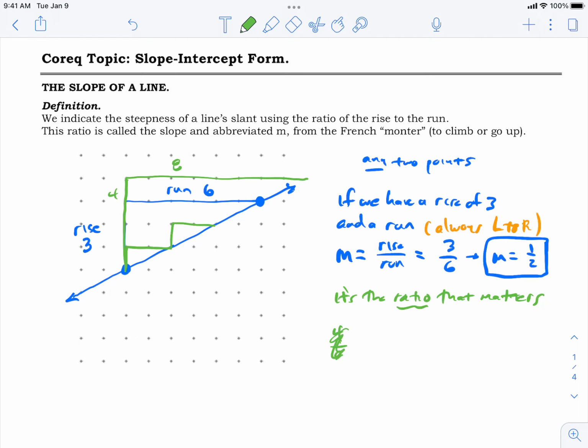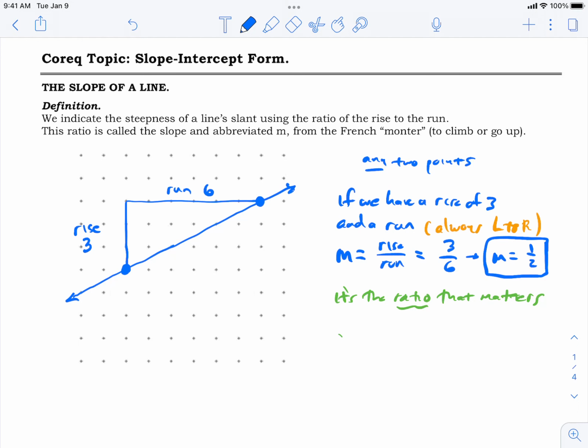Okay, let's erase some of this stuff because I don't want to get this too clogged up. Maybe I'll even erase those things. That's the idea of slope.